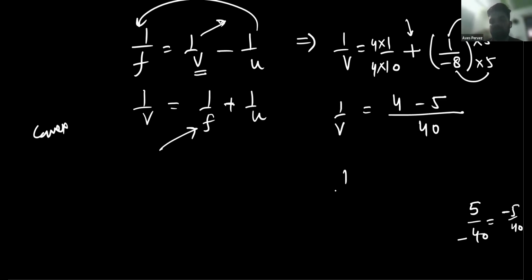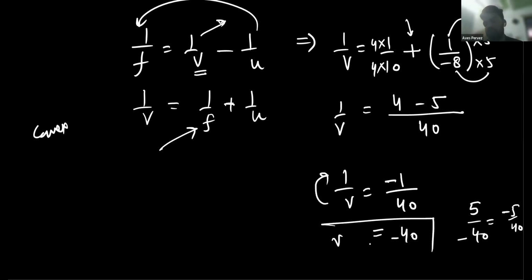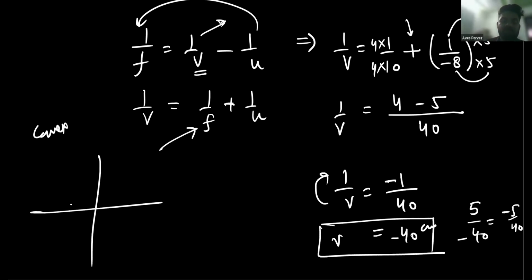So 1 by v is equal to 1 minus 1 by 40. And again, when you take the reciprocal, you will get v is equal to minus 40 centimeter. So what is the minus sign indicating? That the image will be found on the same side as the object, on the left hand side. Got it? And it will be virtual and erect.